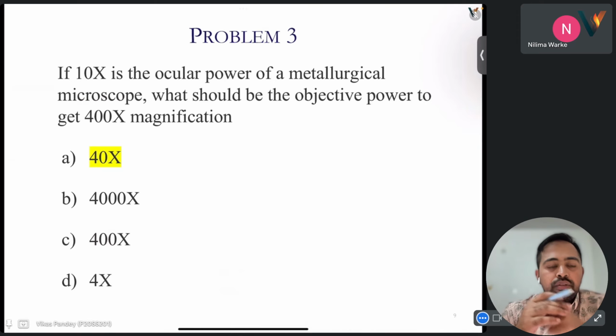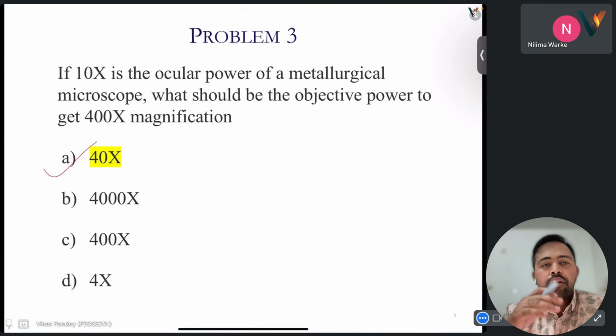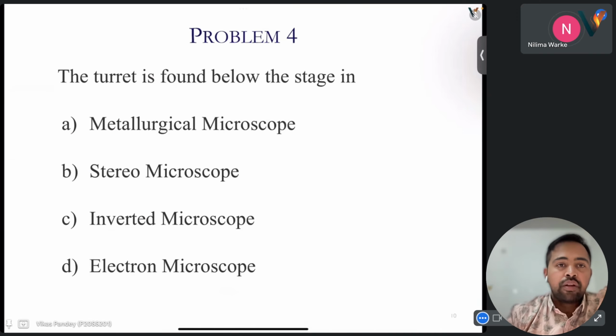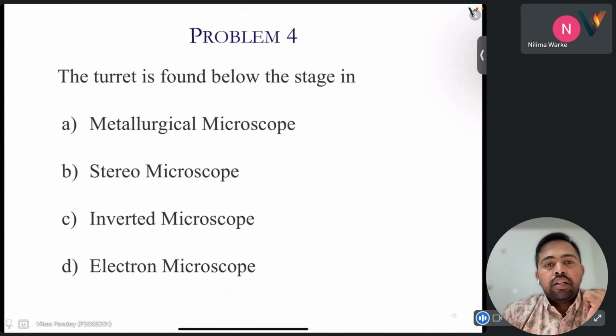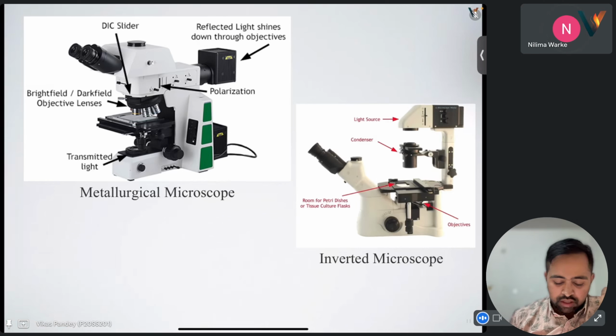Okay, so this is 40x. We will discuss the metallurgical microscope later. A turret is found below the stage in case of metallurgical microscope, stereo microscope, inverted microscope, or electron microscope? Below the stage, the inverted one. So in case of the inverted one, we find that a turret is there.